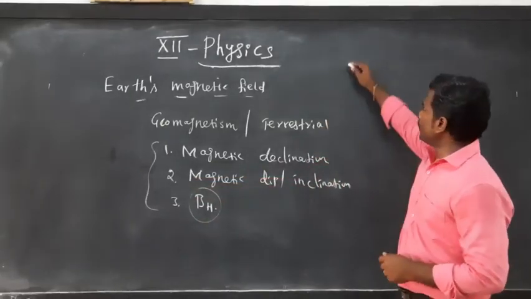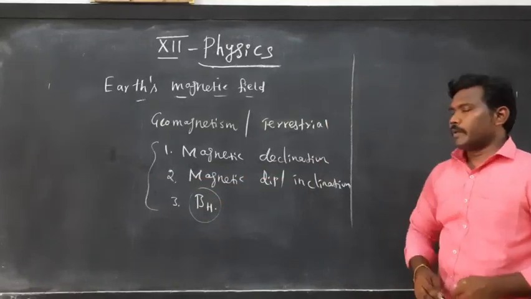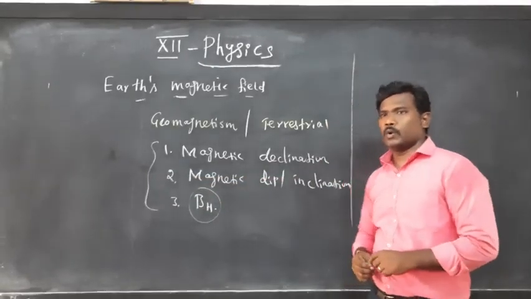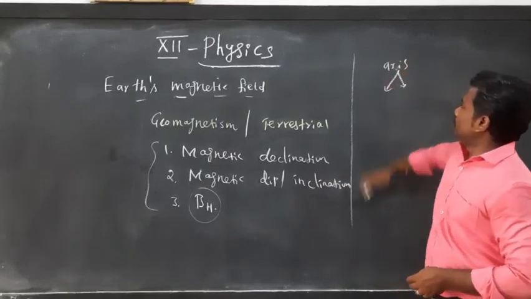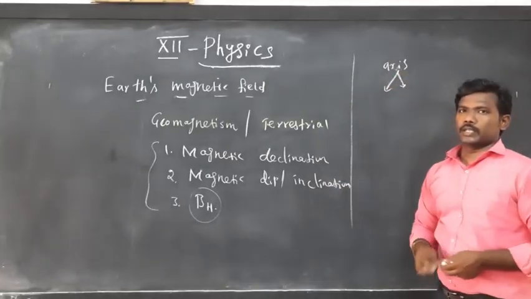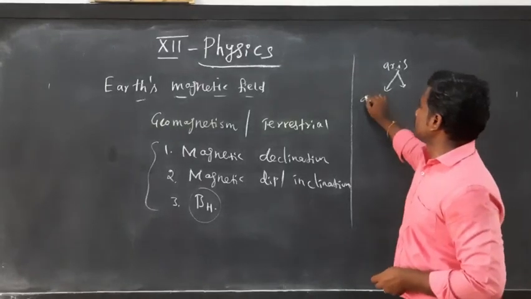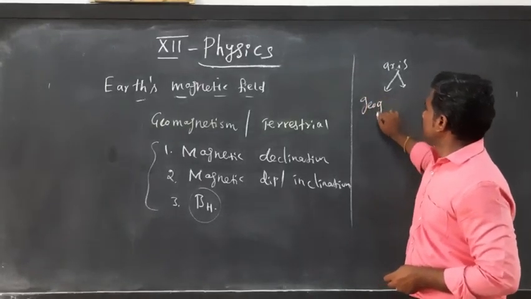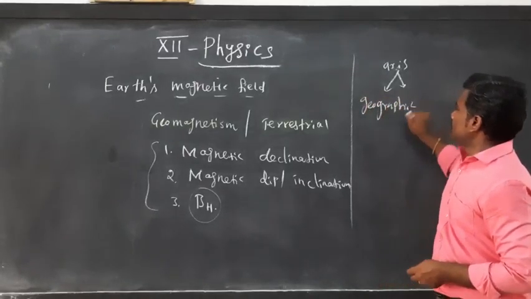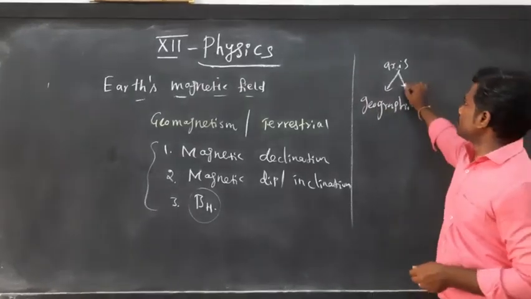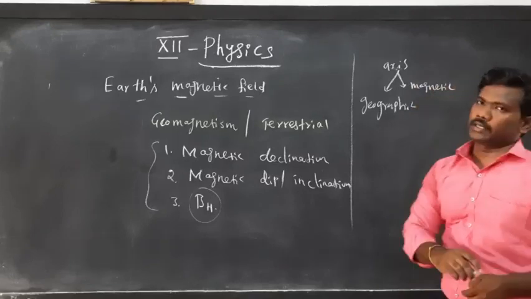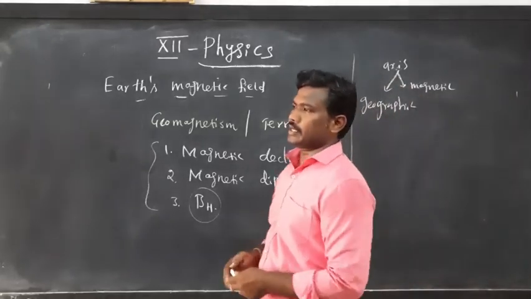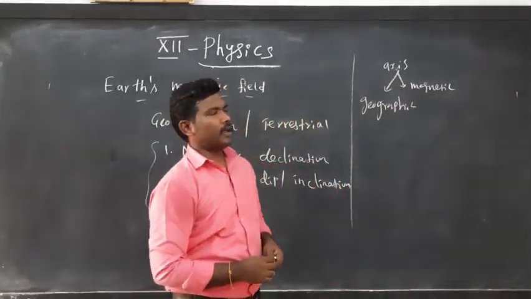Okay, before entering this topic, we are going to see some of the axes. Two axes we are going to discuss in this lesson. The first one is the geographic axis and the second one is the magnetic axis. Two types of axis: the geographic axis and the magnetic axis.